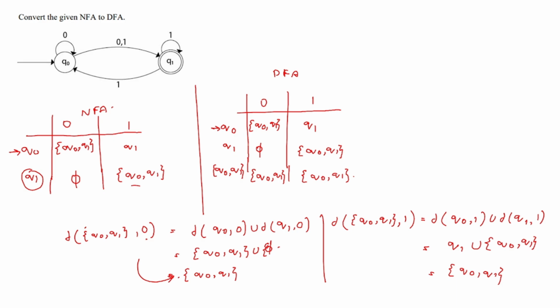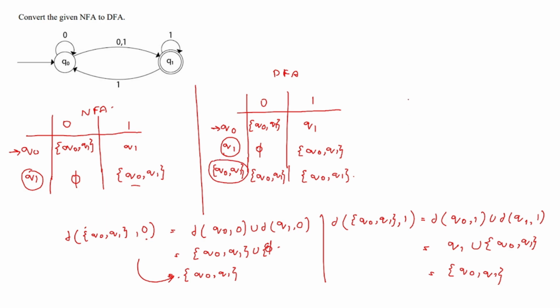Now we have found our initial state. How are we going to find our final states? The final state here is Q1. So wherever we find Q1, that is also a final state. Here we have Q1, so it is one of our final states, and in this set we also have Q1, so this is our next final state. So in this we have two final states.